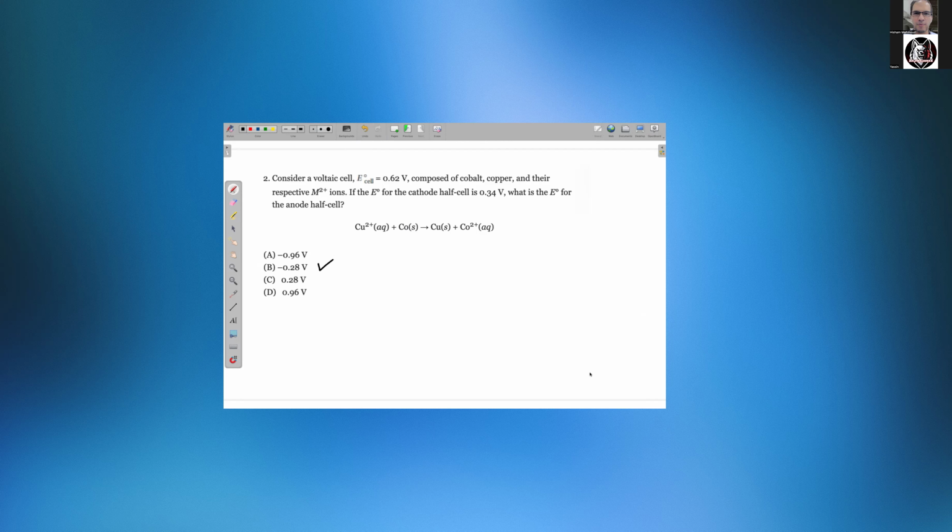Okay, here it shows: what does the line notation below indicate? Pt | H2 | H plus || Cu2 plus aqueous | Cu solid. Copper is the anode, platinum is the cathode, copper is the product of the cell reaction, hydrogen gas is the product of the cell reaction.